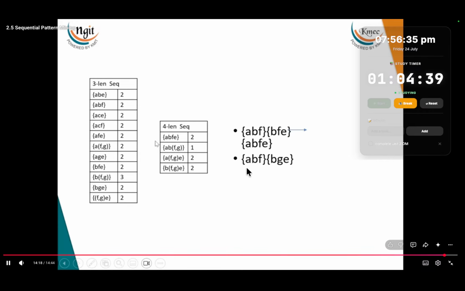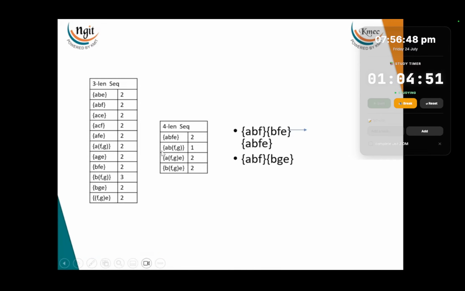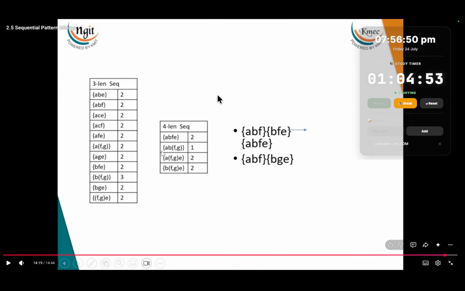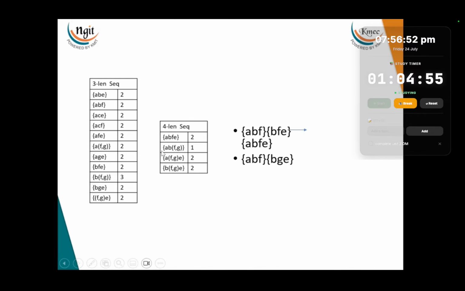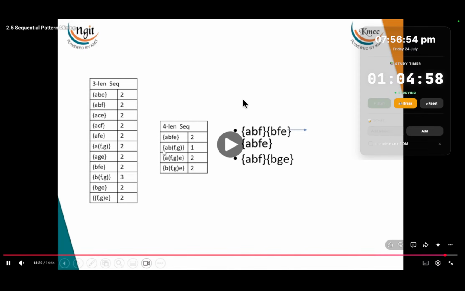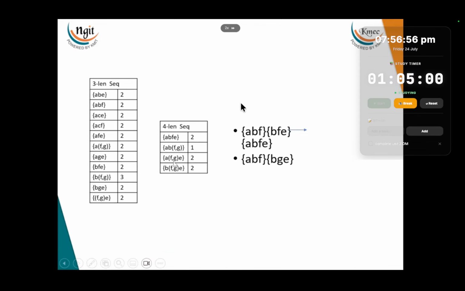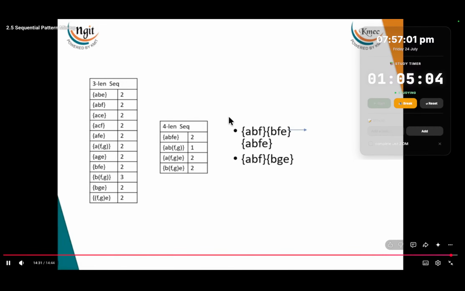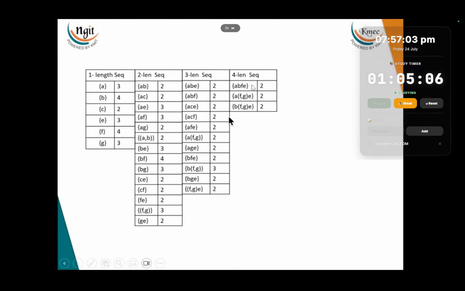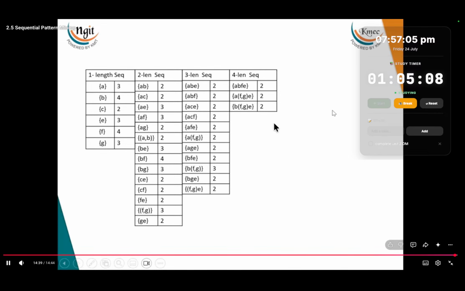Here in the fourth-length sequence, if you look at this and try to compare with all the other elements, it is not satisfying. We can see that no middle elements are the same. So it means that we cannot create the fifth-length sequence. So we can stop our algorithm here. And finally, we can say that these are the frequent subsequences formed from the given sequential database.